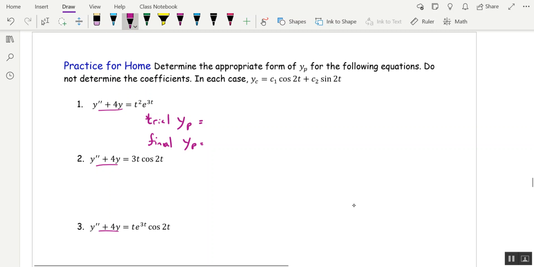So in each case, you'll just be writing down trial and final, trial and final. You won't have to do any computations. You're not actually finding the coefficients. I'm just asking you to write down the appropriate form of yp. All right, that's the end of this section.